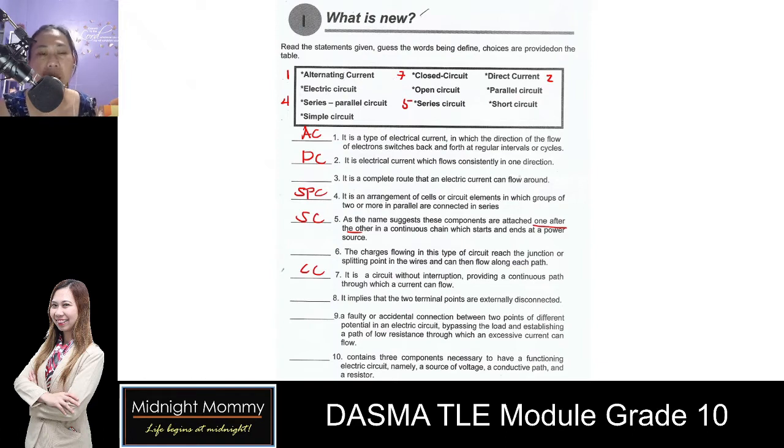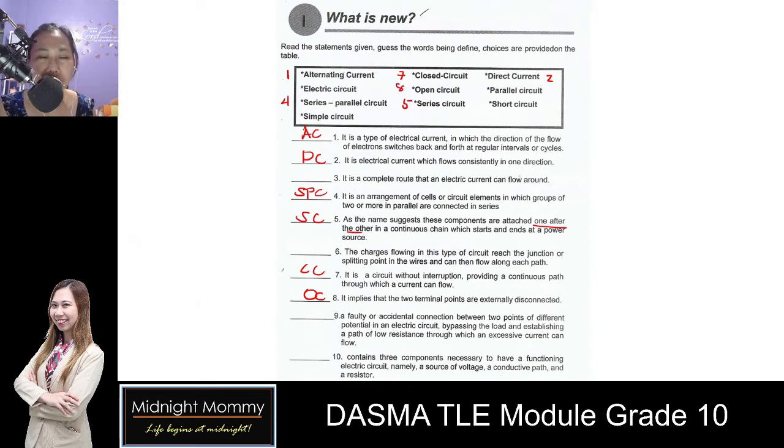Okay, next, it implies that the two terminal points are externally disconnected. So externally disconnected, ibig sabihin meron kang open circuit. So I think this one is number 8. So open, OC. Yan, so itong open circuit natin ang number 8.